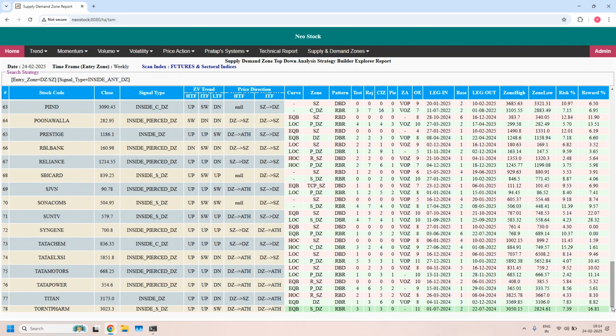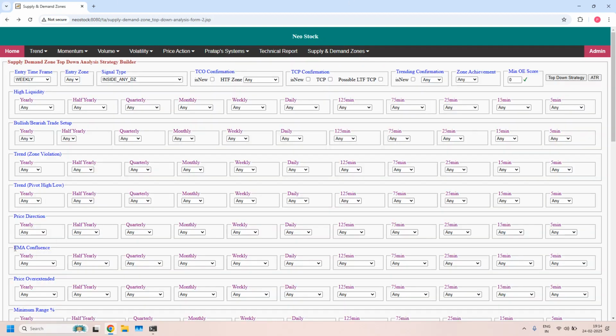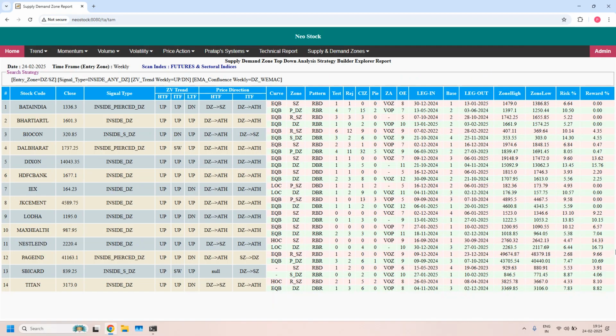So total 78 stocks. Out of the 78, how many of these weekly demand zones are having weekly EMA confluence? Let us verify on the weekly time frame. Weekly demand zone having weekly EMA confluence, and trend on the weekly should not be sideways. It can be up or down. Now the list has come down to only 14 stocks. These 14 weekly demand zones are having weekly EMA confluence, and also current price closed inside these weekly demand zones.